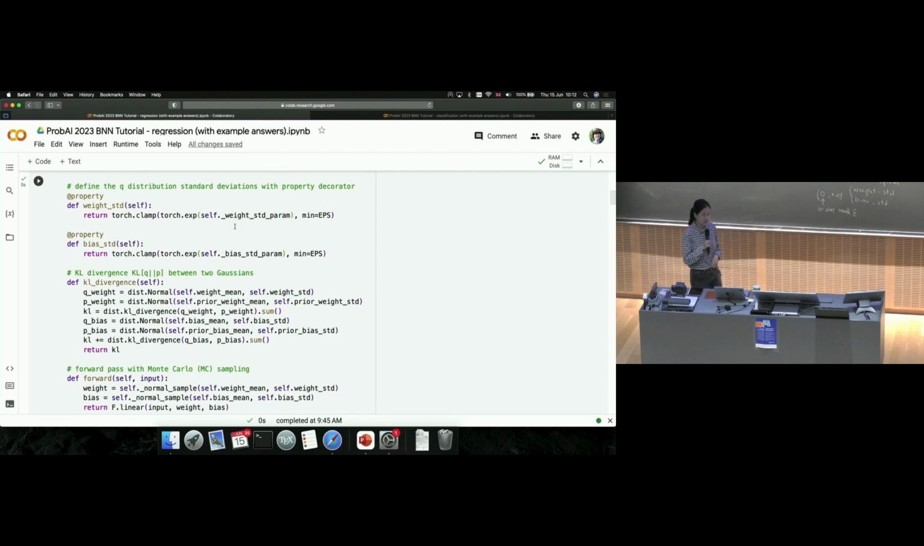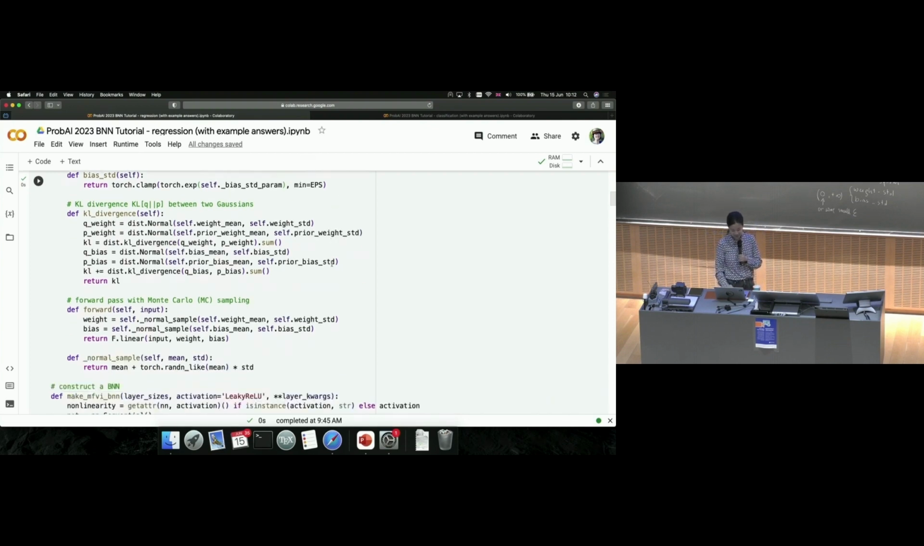The reason why you need to control the numerical stability is basically that when you compute the KL divergence between two Gaussians, and one of the Gaussians has very small variance, then you will have some troubles in terms of numerical issues. Okay, so that's why you need to do this clamp thing.